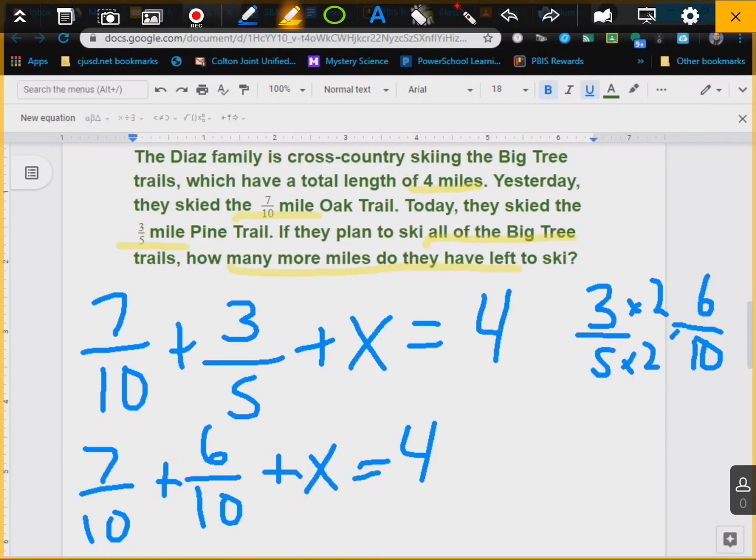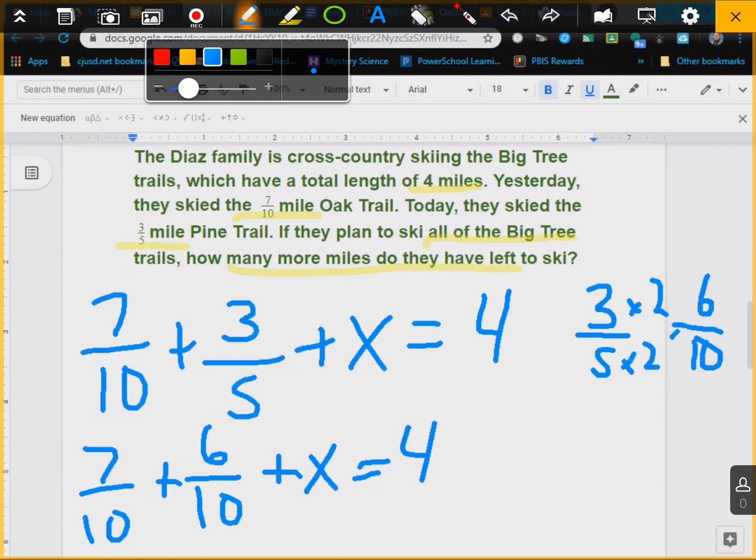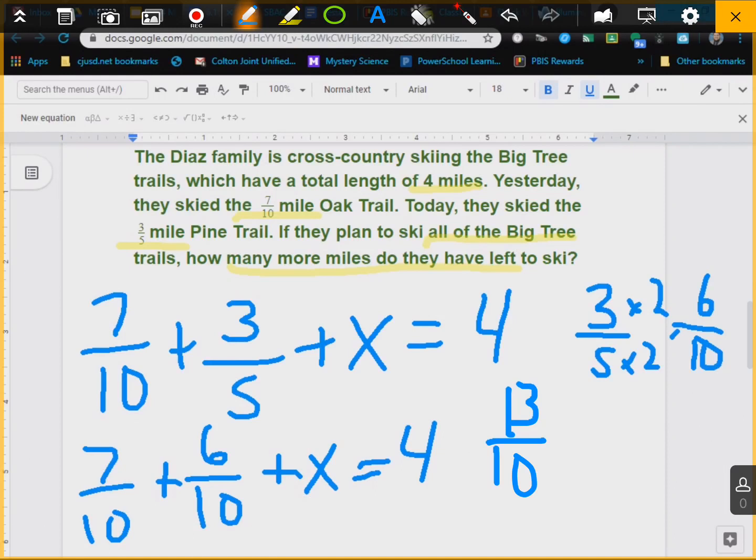So this is the equation we have. Let's go ahead and add 7/10 plus 6/10. That's going to give us 13/10 plus x equals 4. Okay, if you need to pause to write this work down, go ahead and do so, because I'm going to erase and I'm going to continue.